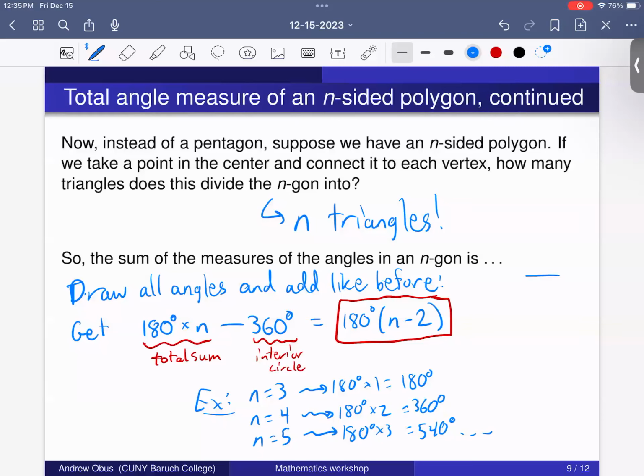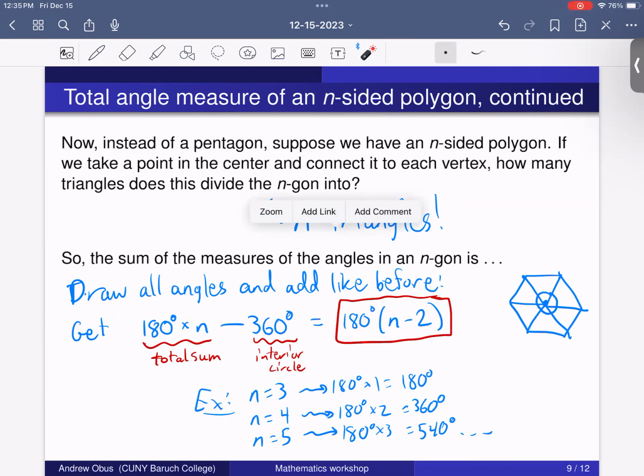If I've got a hexagon, just to draw another picture, I take a point in the middle. If I connect it to all of the vertices, then now the hexagon's divided into 6 triangles, and the interior angles will still form a circle, right? So you can do this with any number of sides that you want. And you get this formula for the total angle sum of an n-sided polygon, and it doesn't need to be regular, any n-sided polygon, and that's going to be 180 degrees times n minus 2.